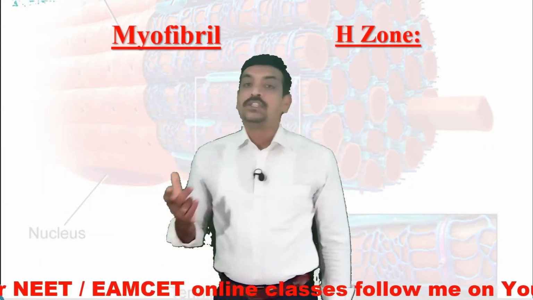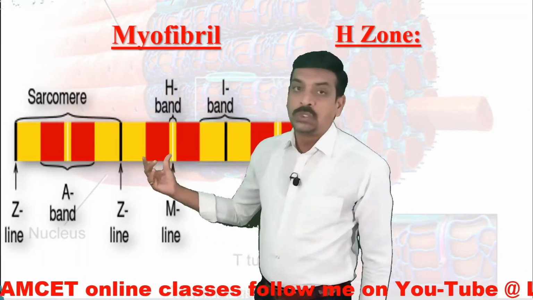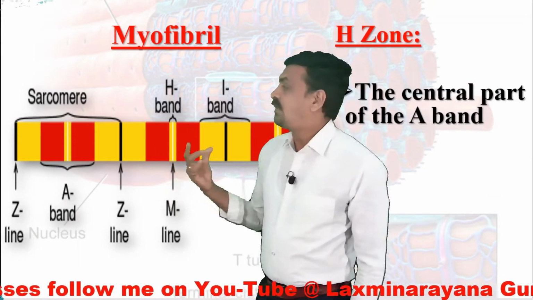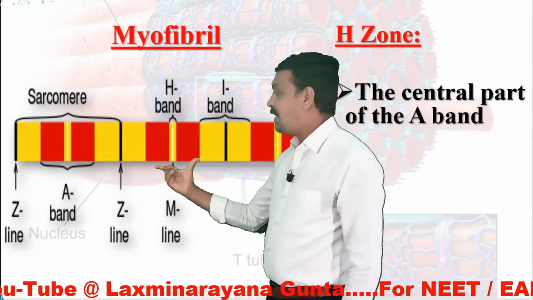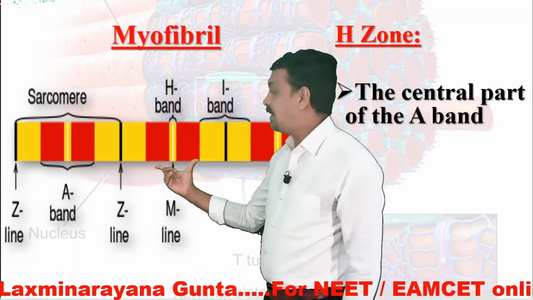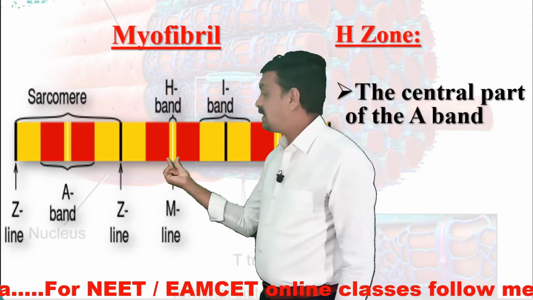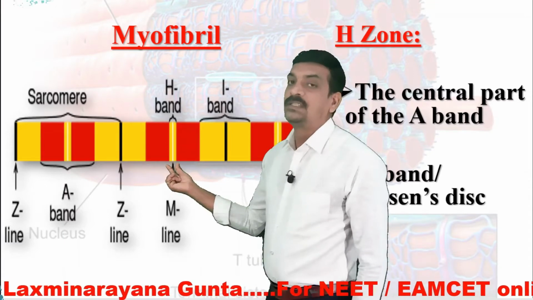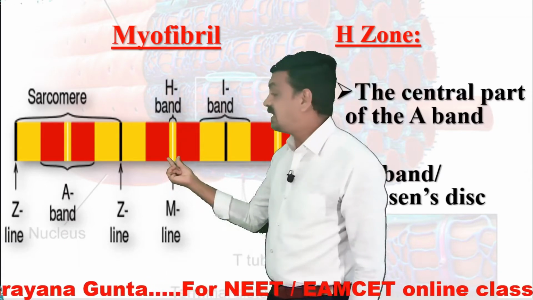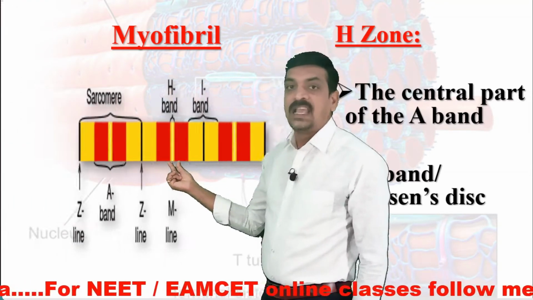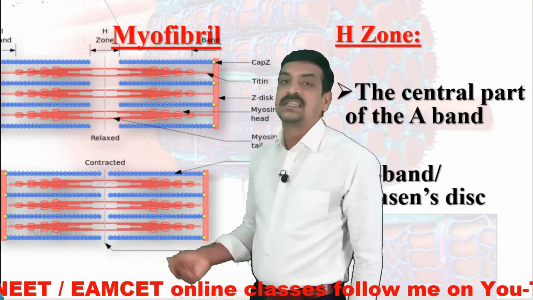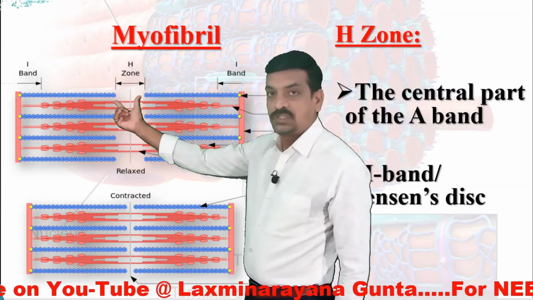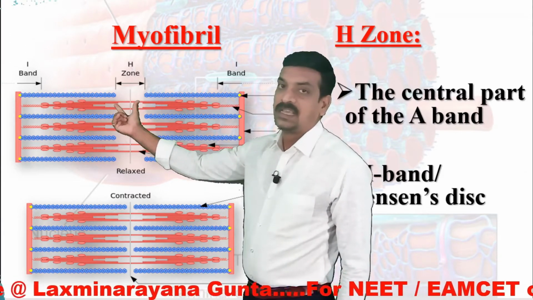Okay, the H zone. What is the H zone? H zone or H band or Hansen's disc is the central part of the A band. This is the dark band, A band. This A band in the center is without thin filaments, that's why it is light in color. This light colored region is called Hansen's band or Hansen's disc or H zone. Here in this diagram you can also observe the H zone or Hansen's disc or H band.